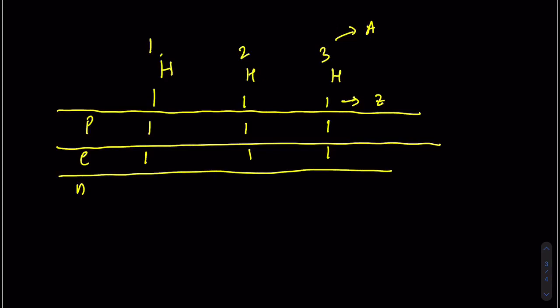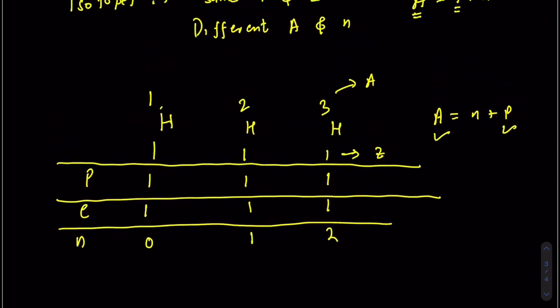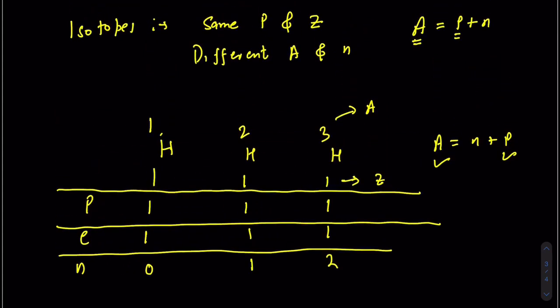However, how many neutrons we have, you can use the formula A equals N plus P. A being the mass number, so I know the mass number, and I also know the number of protons, so I can figure out the number of neutrons. In the first case, I'll have 0 neutrons, here I have 1 neutron, and here I have 2 neutrons. So that's how you figure out how many neutrons, protons, and electrons you're going to have in a particular element. Anytime you have the same protons and atomic number, and even electrons sometimes, but different mass numbers and neutrons, it's going to be called an isotope.